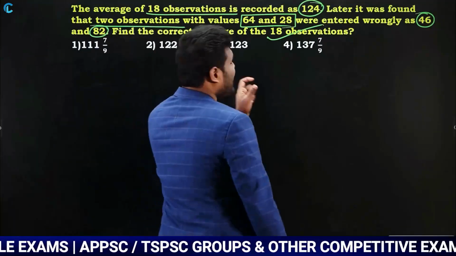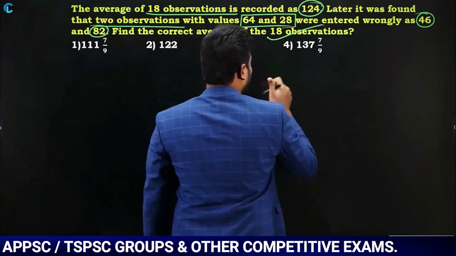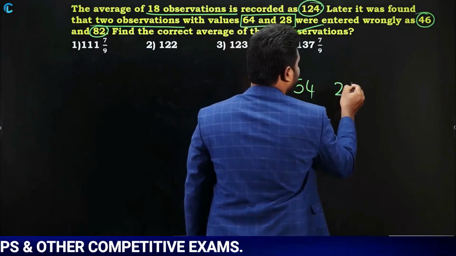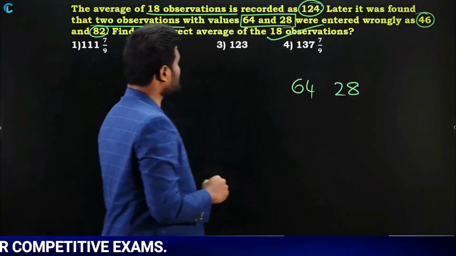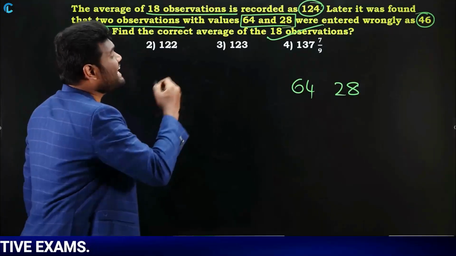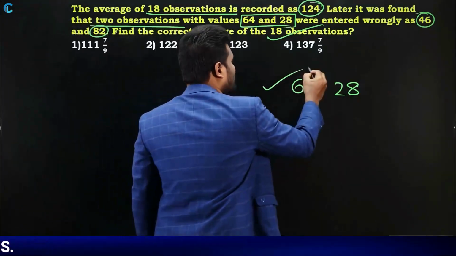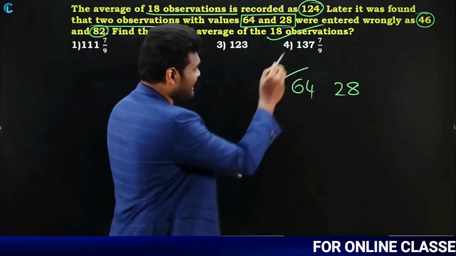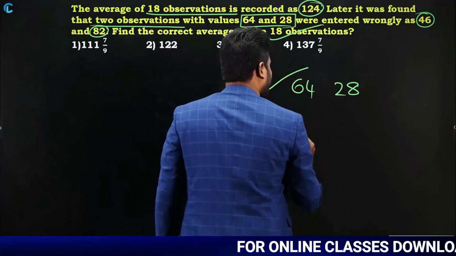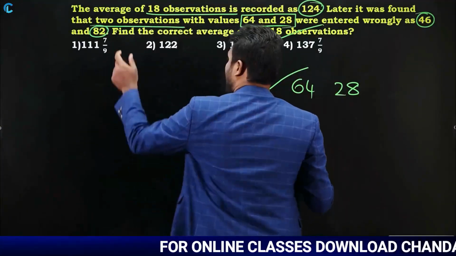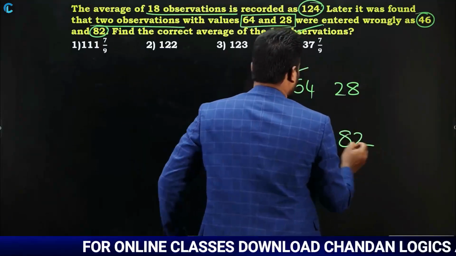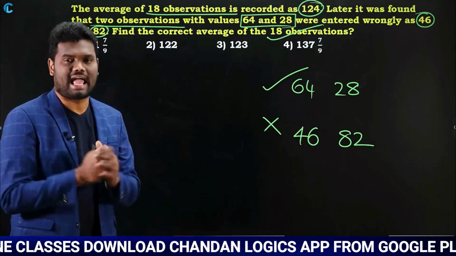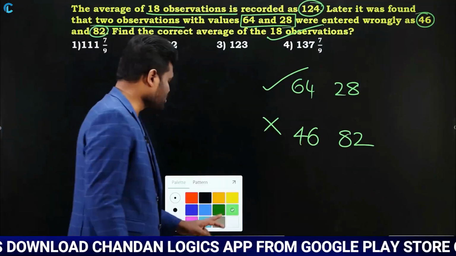Look here, in this we have 2 values. One is 64 and the other is 28. Now 64 and 28 were wrongly entered, which means these are the correct values. 64, 28 is the correct value, but this was wrongly entered as how much? Wrongly entered as 46 and 82. Yes or no? This is the correct value, this is the wrong value. Now they are asking what is the correct average. Very simple, just observe here carefully.